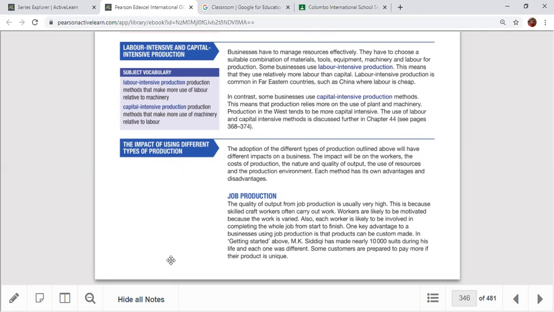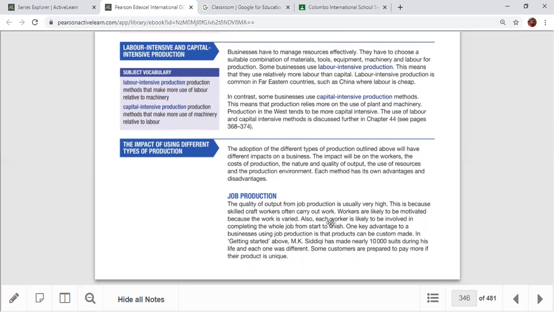Right. The different types of production outlined above will have different impacts on a business. What are the advantages and disadvantages? Let's look at the first one, job production. The quality of output from job production is usually very high. Why? Why are they saying that? This is because skilled craft workers often carry out the work. Skilled workers are always carrying out the work. Therefore, we can expect high quality.